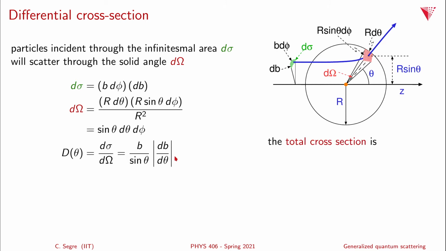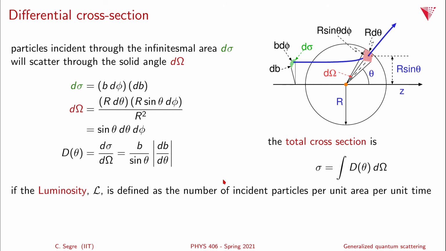The total cross-section is the integral of the differential cross-section, and we call that sigma. So sigma is the integral of D(θ) integrated over the solid angle over an entire sphere. This depends on the angle, and since there's a cylindrical symmetry here because of the z-axis, this only depends on theta, and this integrates over the entire sphere of that solid angle.